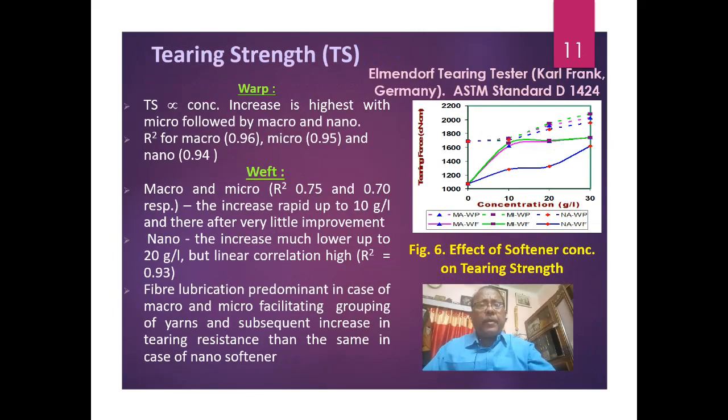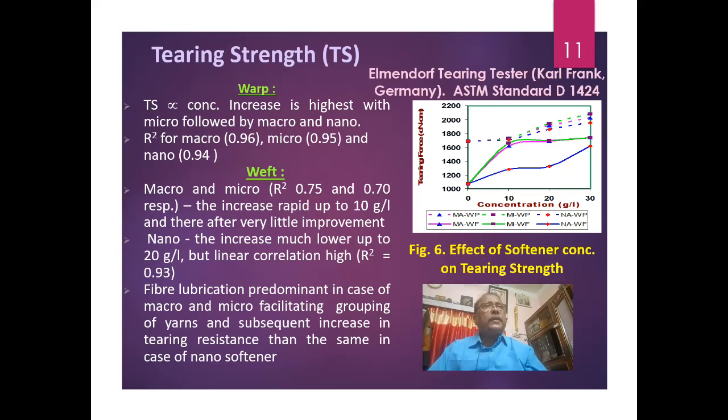Tearing means pulling apart a fabric into pieces by a pulling force on two sides. Tearing strength for warp is proportional to concentration. The tearing strength increases with concentration. The increase is highest in the case of micro, followed by macro and nano. The coefficients of correlation of tearing strength and concentration are 0.96, 0.95 and 0.94 for macro, micro and nano softeners respectively.